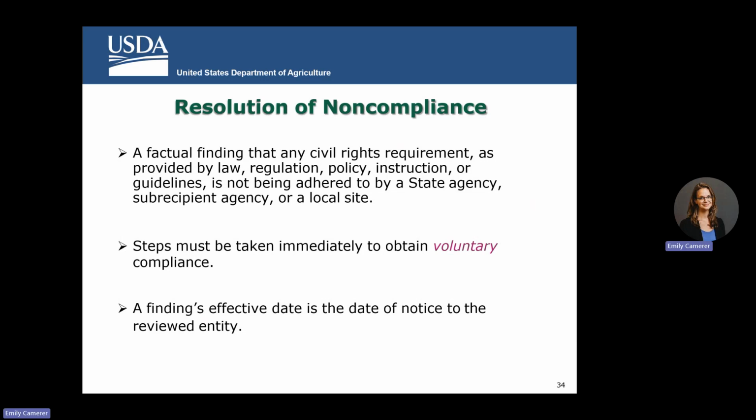With the resolution of noncompliance, a factual finding is that any civil rights requirement as provided by law, regulation, policy, instruction, or guidelines is not being adhered to by a state agency, subrecipient, or a local site. Steps must be taken immediately to obtain voluntary compliance, and a finding's effective date is the date of notice to the reviewed entity. Again, the effective date of finding is established as the date when the reviewed entity is notified. This date is crucial as it marks the beginning of the compliance process and the timeline for necessary corrective actions. Clear communication of findings is essential for accountability and for guiding the reviewed entity toward compliance.